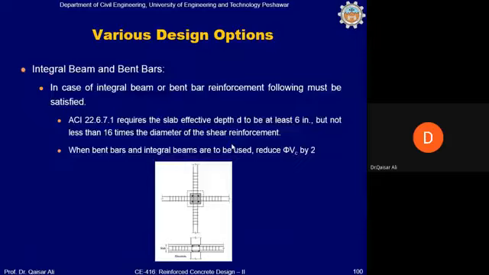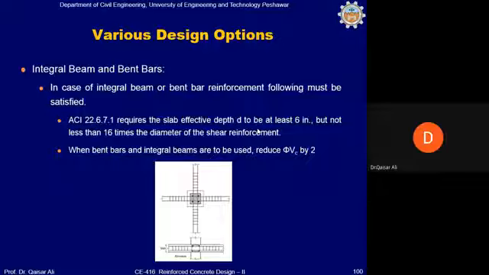Okay, the requirements in the case of integral beam. If integral beam is to be provided, then there are two requirements of the ACI code. Number one is that there shall be a slab thickness of at least 6 inch effective depth. If effective depth of the slab is less than 6 inch, which means that if total overall depth is less than 7 inch or 7.5 inch, then integral beam will not work.